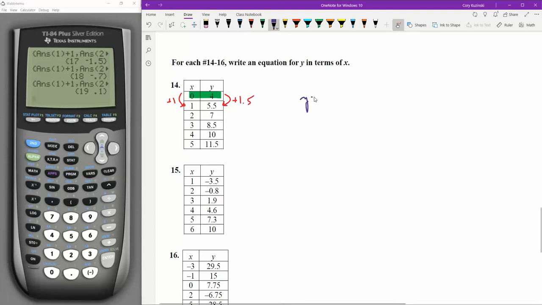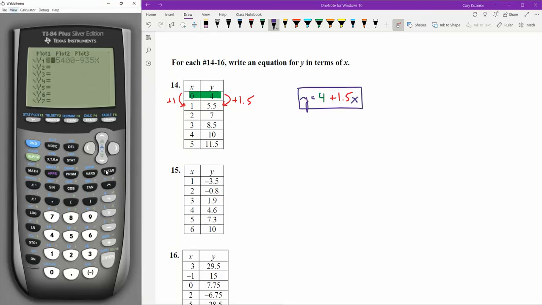We'll go y equals 4 plus 1.5 times x. I'm even going to check it on my calculator. Let's go to y equals, let's punch in the equation, 4 plus 1.5 times x. If I go second graph, I can see all these values, 4, 5.5, 7, 8.5, 10. That should be 13, shouldn't it? Or no, oh, 11.5. There you go. I got the right one.